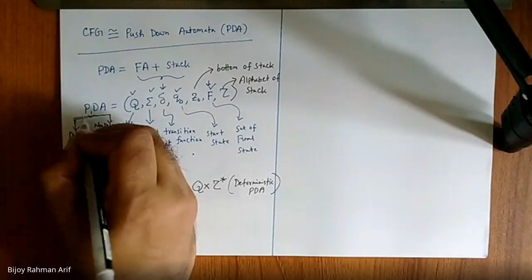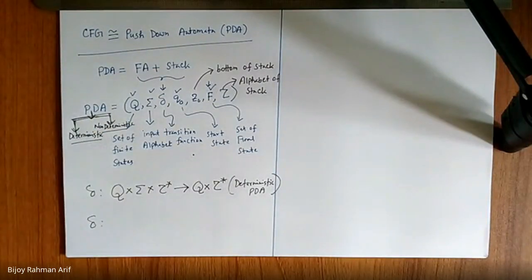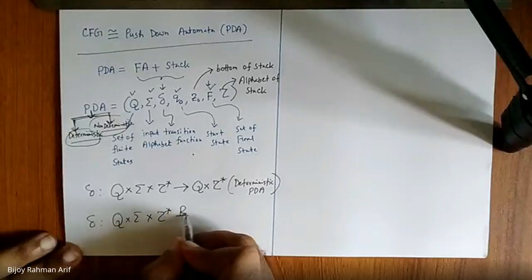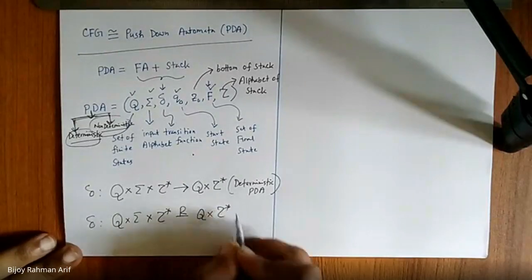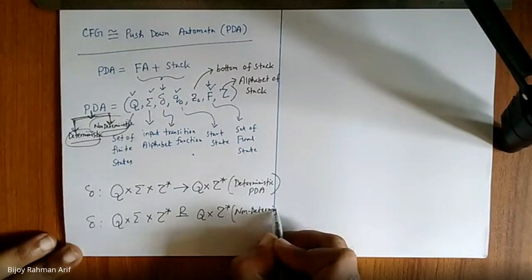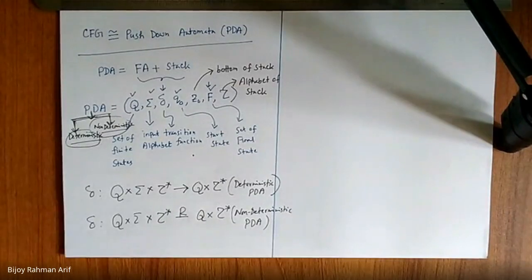Anybody knows? It would be Q cross sigma star cross tau star, and this one would be a relation to star. So this is the non-deterministic one. This is the catch. Do you have any query? Any query, guys?